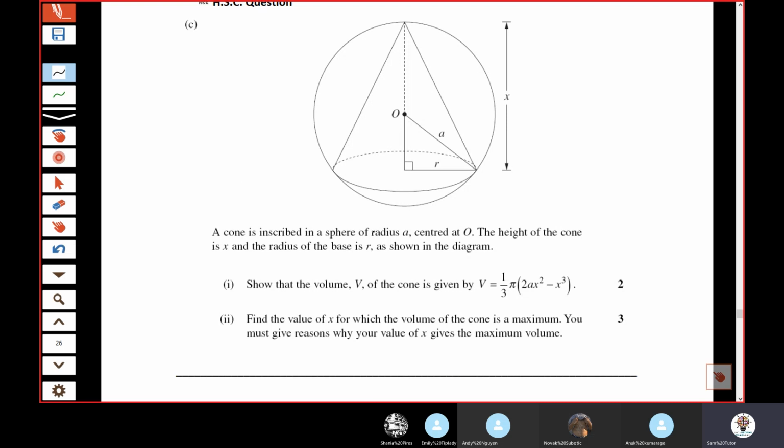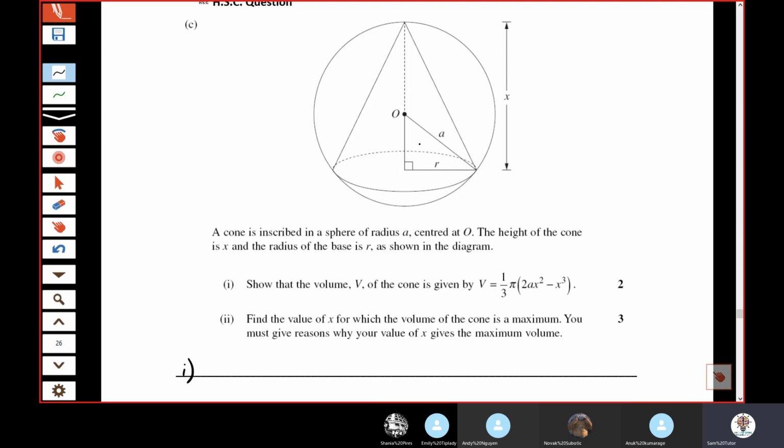All right, here we go. A cone is inscribed in a sphere of radius A, centered at O. The height of the cone is x, and the radius of the base is r, as shown in the diagram. Show the volume is given by this. Maybe that's going to be hard, so just do part two. The answer's in front of you. Just go and differentiate and do the stuff. But we're going to start with part one.